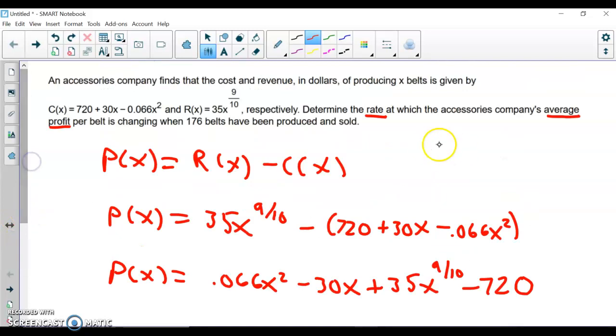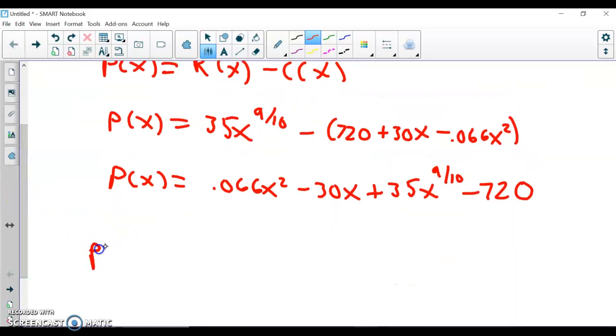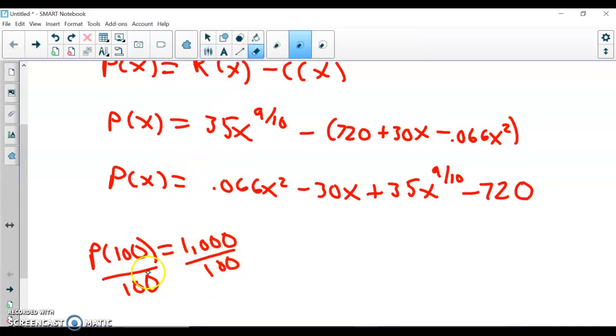Remember, we have to find the rate, so we need a derivative, but it's not the profit function itself, it's the average profit function. So if you consider how you would find an average, right, you'd find your total. So let's say I made a profit of, for 100 items, let's just say I made $1,000. That was my profit for 100 items. Well, if I want to know what I made per item, I'd have to divide by 100, right? $1,000 per 100 items, which means I made $10 per item. So the way to get the average function is just to divide by whatever its input is, the x.